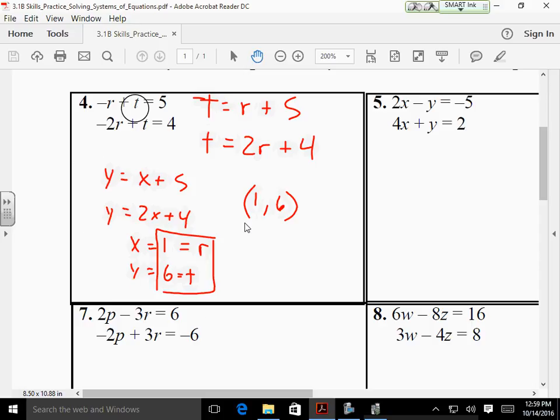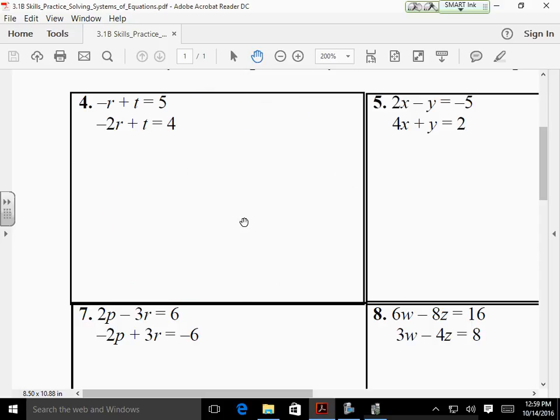Now, we're not going to do very many problems, only 6 using elimination and 6 using substitution. But here's the process for elimination.